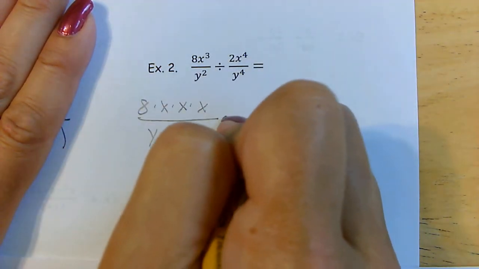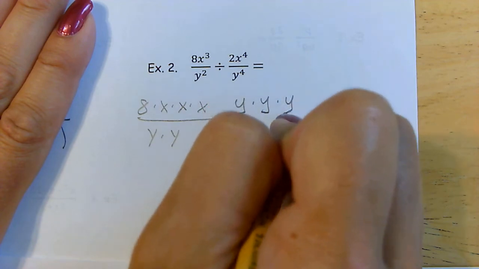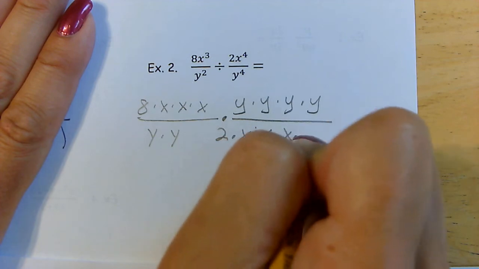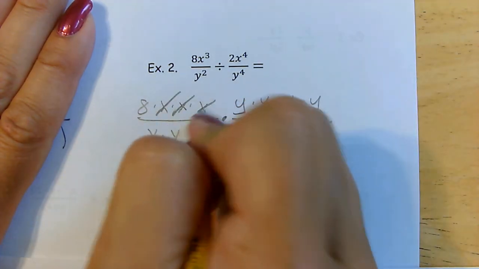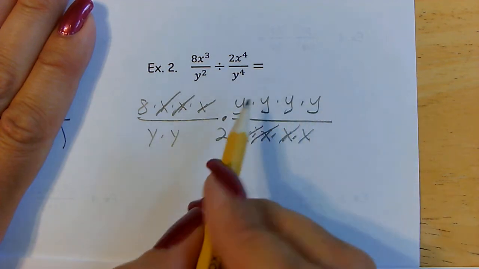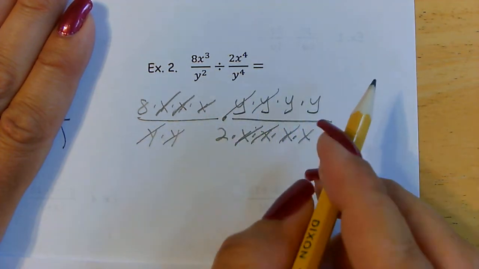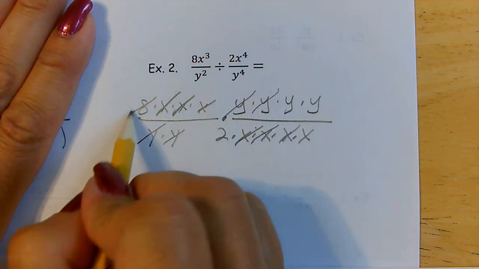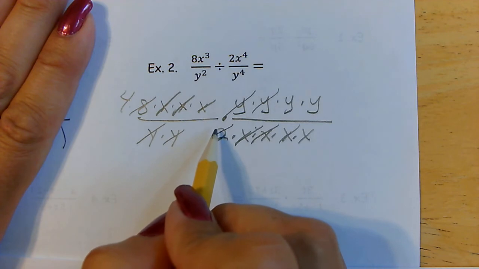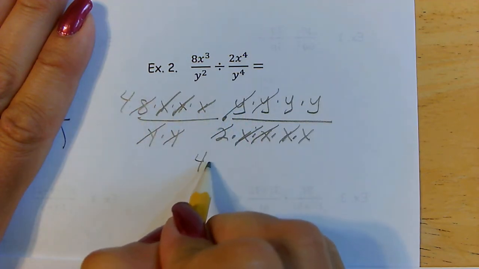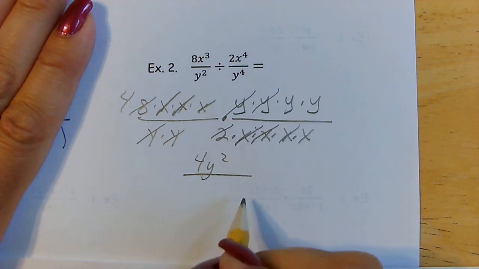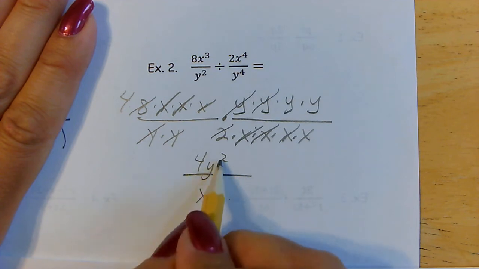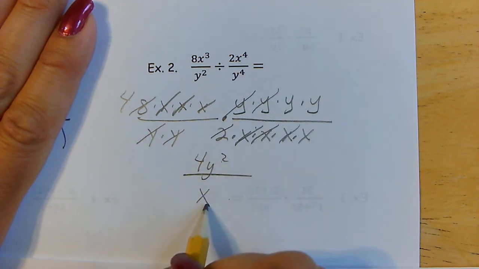Keep the first one, change to multiplication, reciprocal of the second. 2, 1, 2, 3, 4 x's. So 3 will go away to one whole, 2 y's. And the 8 and the 2, 8 divided by 2 is 4. So I'll be left with 4y squared in my numerator and x in my denominator. And you can clearly see it is simplified completely.